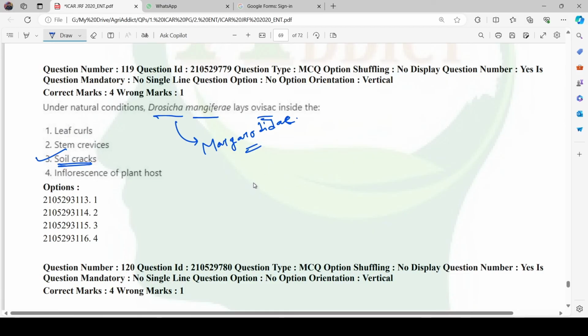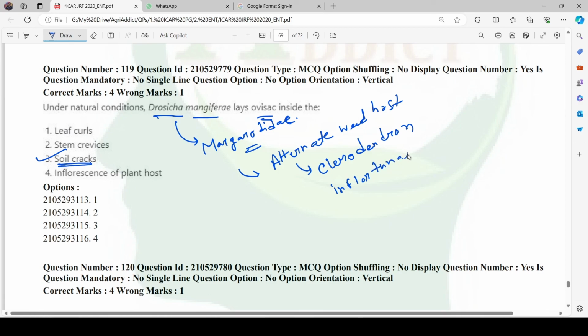And another important thing you need to know is that except Drosicha mangiferae, Rastrococcus invadens is also a scientific name of mango mealybug, and its alternate weed host is very important information. Just remember this: Clerodendrum infortunatum. Clerodendrum is the alternate weed host, or can be the weed host, of this mango mealybug.